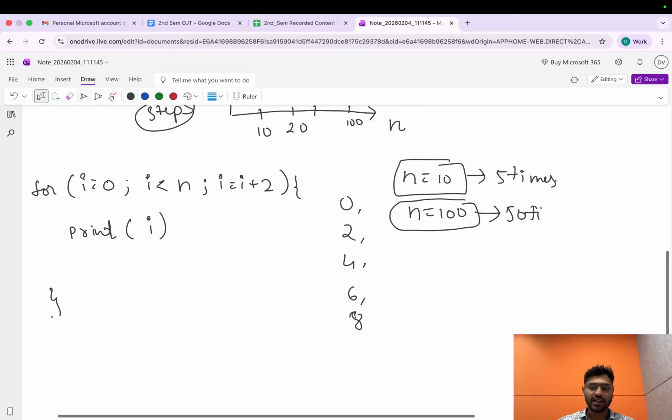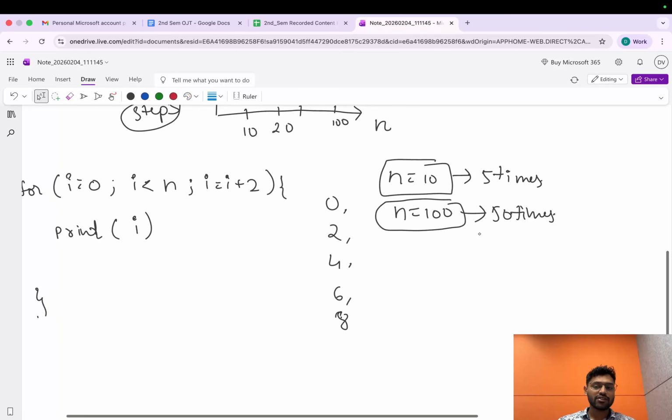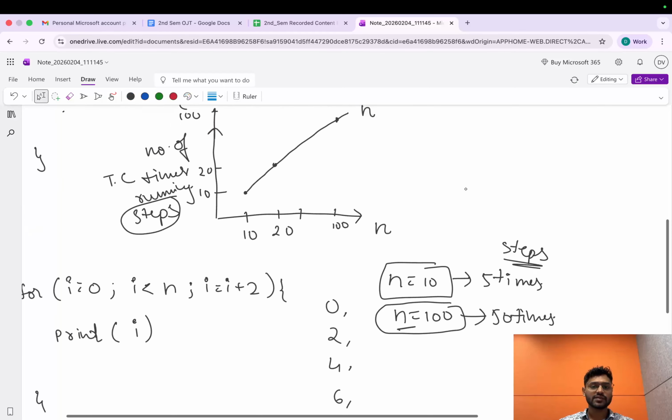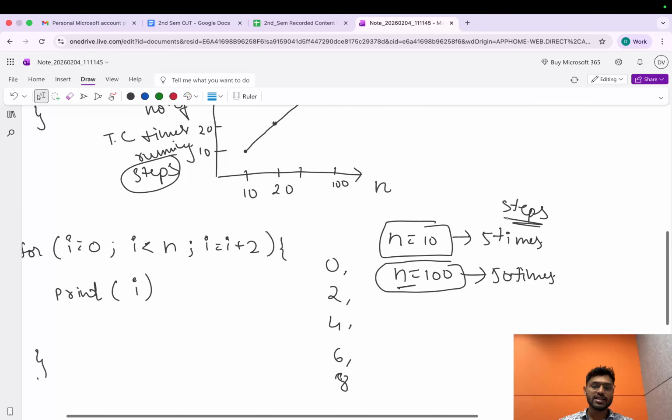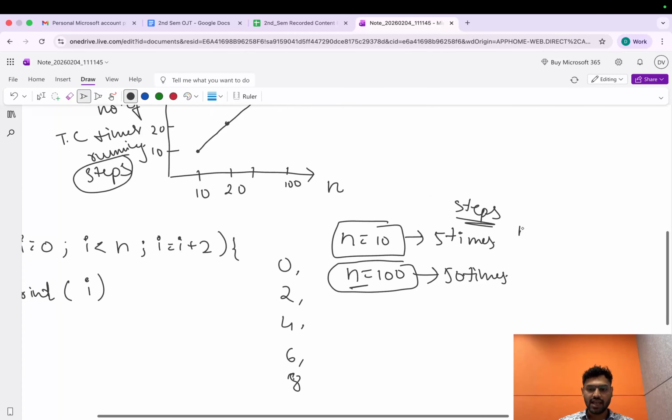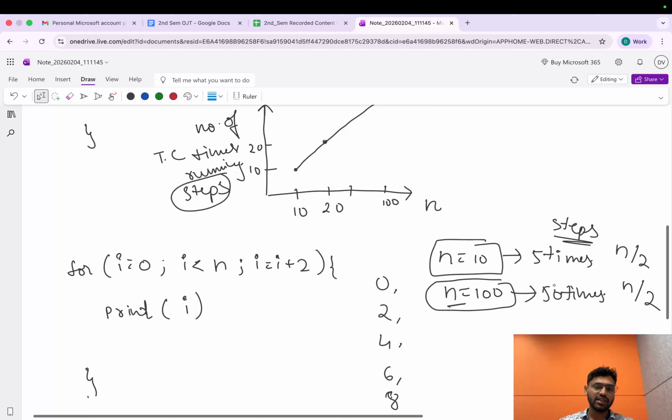50 times. That's right. If n equals 1000, 500 times. So what's really happening here? If you can form an equation with respect to n and the number of steps or times we are running, what would it be? In the earlier case, input is n and number of steps is also n. In this case, input is n, number of steps is n by 2, right? N by 2. So let's plot the graph for this.